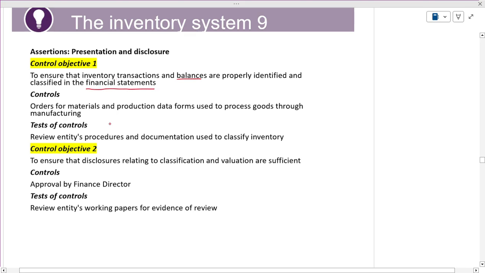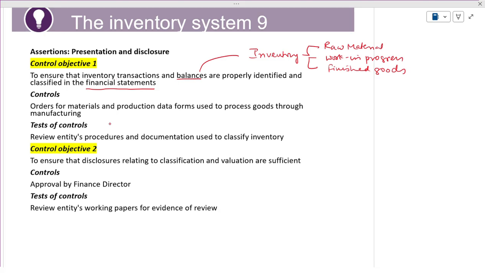Current assets, okay, or what you are seeing. Inventory also, see the thing. When we are talking about inventory, I didn't tell you that inventory also has three different stages. Inventory will have raw materials, inventory will have work in progress, and inventory will have finished goods. Now, we have to make sure they are properly identified and classified in the financial statements: raw materials, work in progress, finished goods.